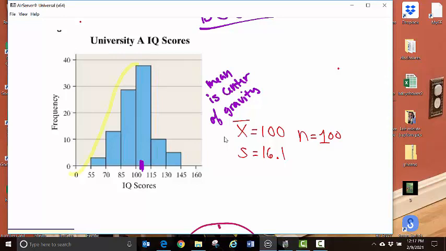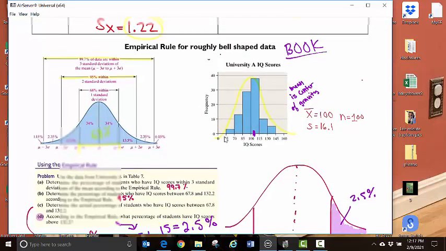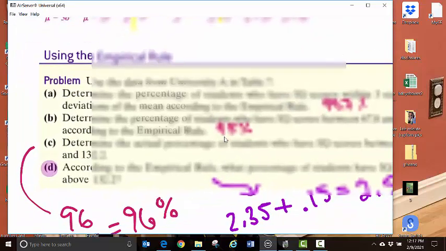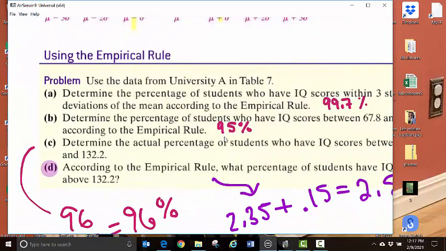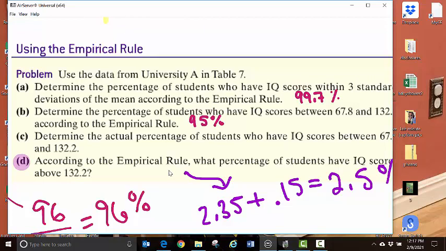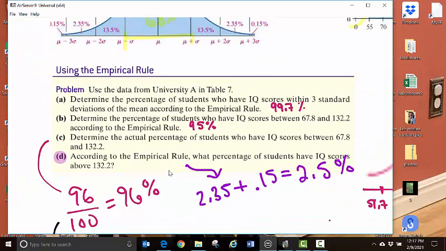Notice they're going to claim that it looks fairly normal. It doesn't look perfectly normal to me, but it depends on the histogram. So they're saying if it's normal, then how many kids would fall within 3 standard deviations? 99.7. If it's normal, how many would be within 2? 95. Then it says determine the actual percentage of students that have IQ scores between 67.8 and 132.2.